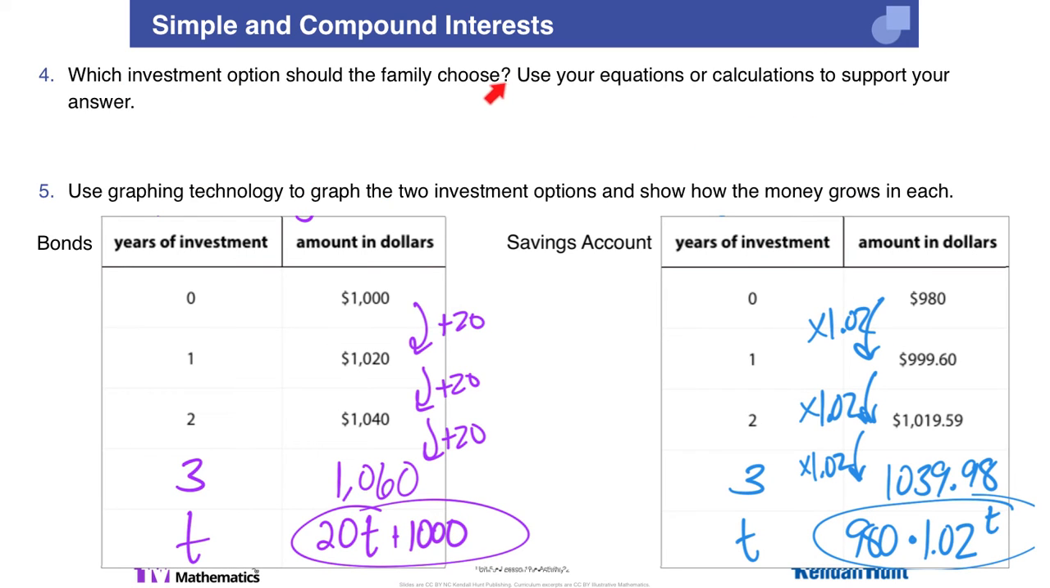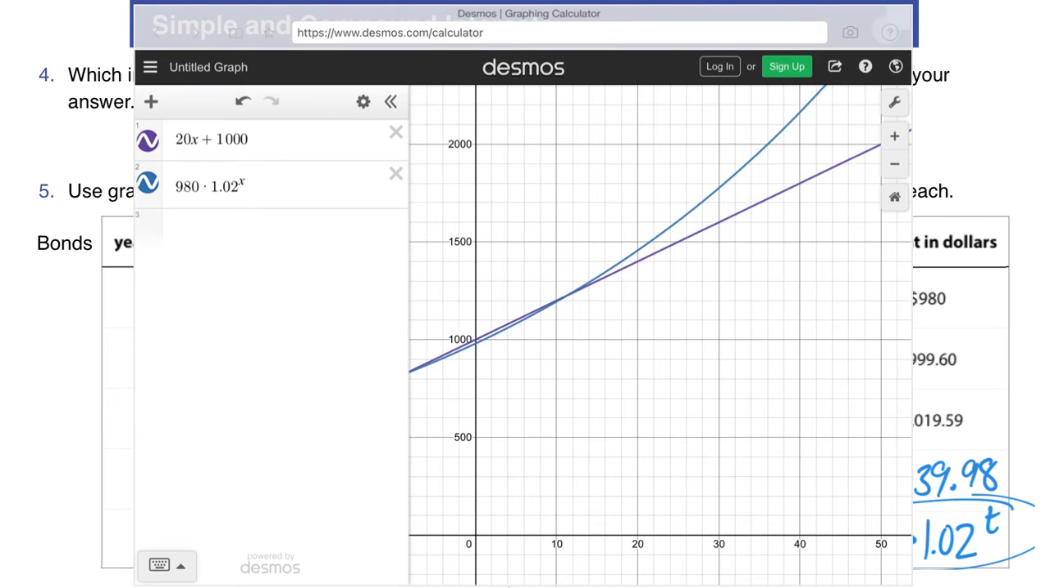So which investment option should the family choose? You can graph both of these equations to get a better sense of what's happening here. Here's our simple interest in purple, and you'll see that it does start out a little bit higher because they didn't charge that $20 fee, but that is just a straight line going on and on forever.